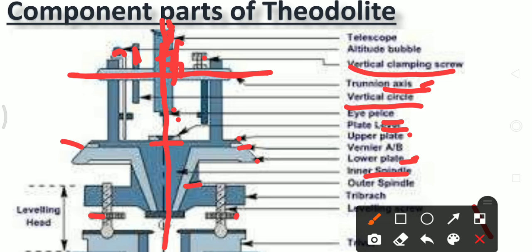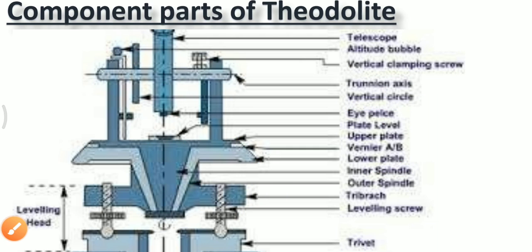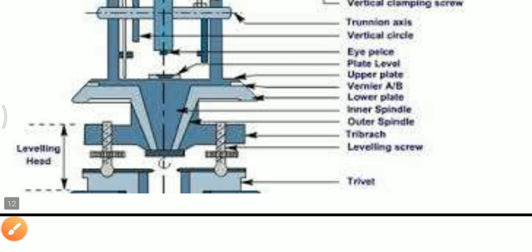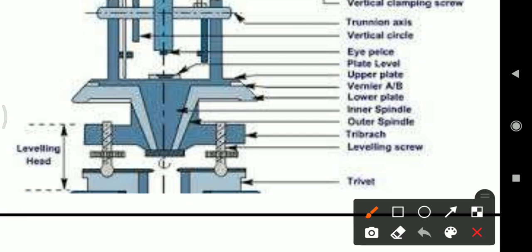Now this part is called the tri-brach plate. Tri-brach plate is nothing but a plate mounted on the trivet plate and foot screw. This tri-brach plate is supported on this trivet plate and foot screw.